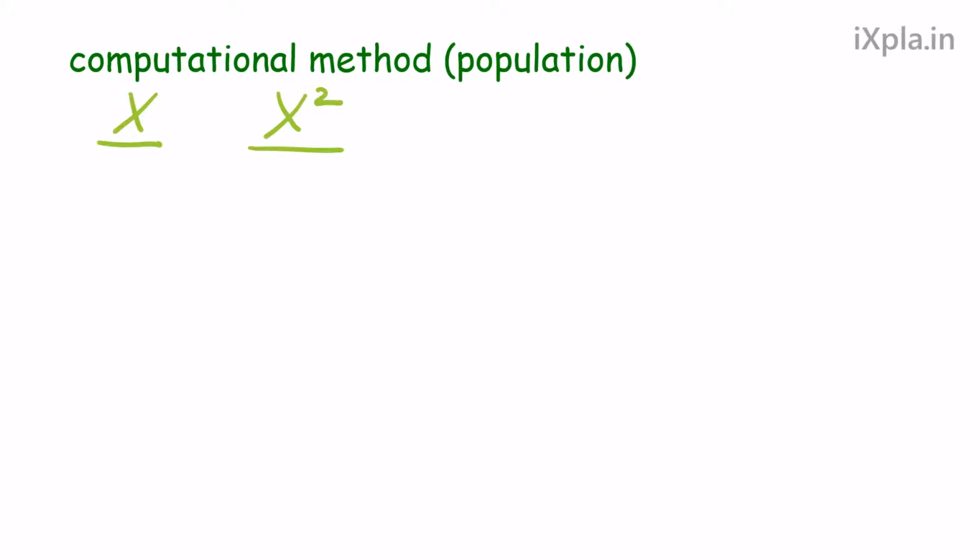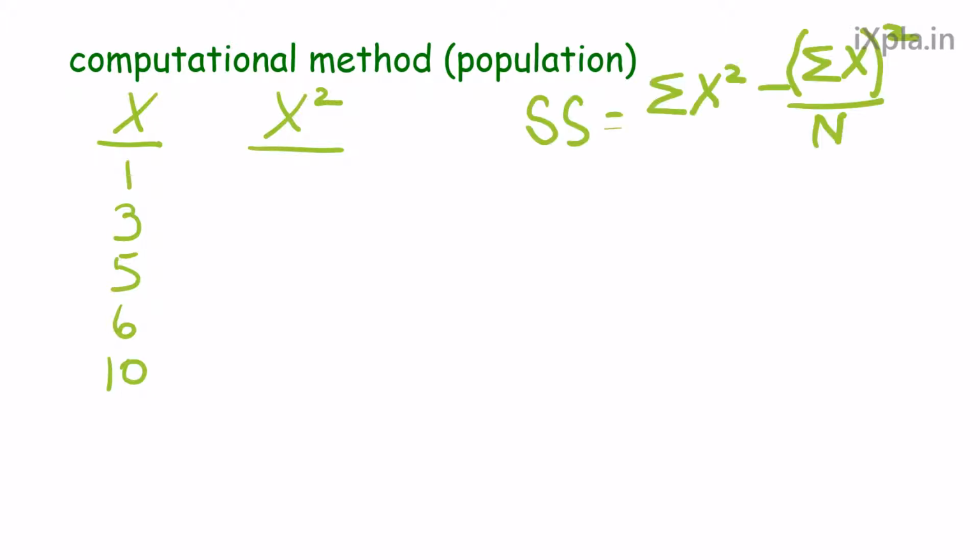Okay, now let's do a computational example. We're going to find the same standard deviation, but we're going to use a different method, the computational method. So here are the same set of numbers. And now we're going to use this equation. The sum of squares, SS, that's the same SS that we did before, is equal to this equation.